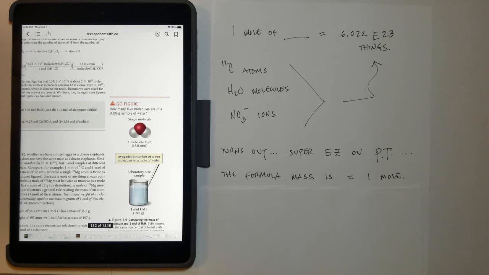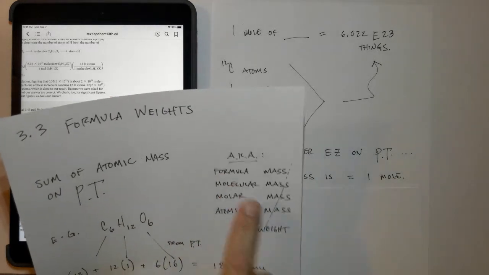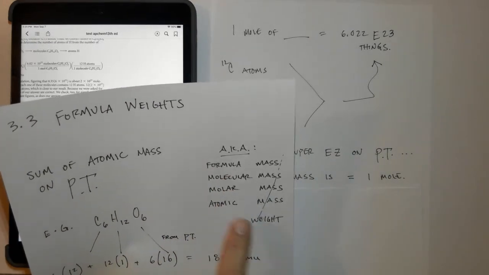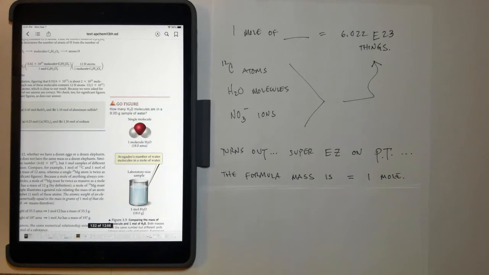It turns out it's super easy to find these on the periodic table as well, because there's a link. It turns out that the formula mass, also known as the molecular mass, the molar mass, the atomic mass, also known as the formula weight, the molar weight, the molecular weight, the atomic weight. Turns out that those masses are 6.022 times 10 to the 23rd things, or 1 mole of them.